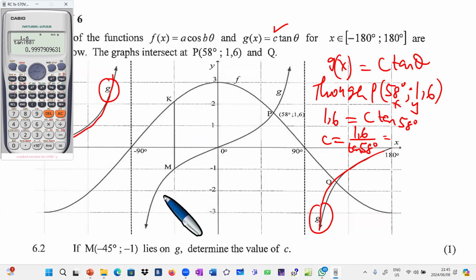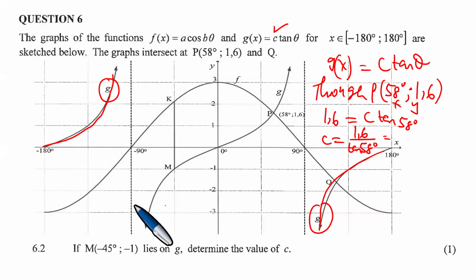So at this point, this would mean, therefore, that if you divide the 1.6 by the tangent of 58, you get that C is 1. So that is what you need to write down. C is 1. Look at how we have determined that as well.